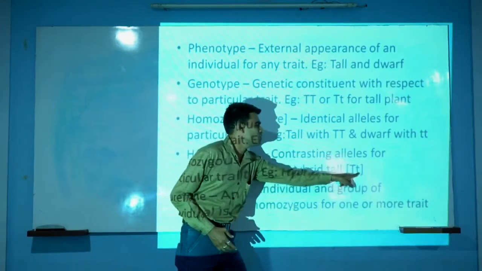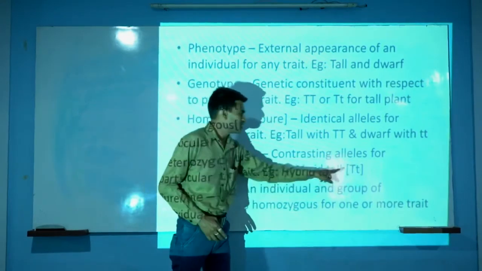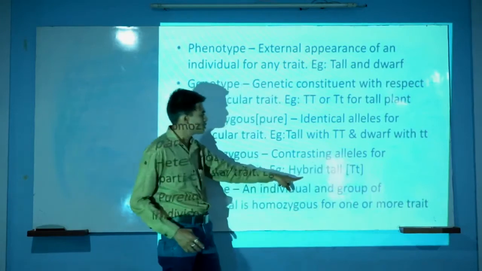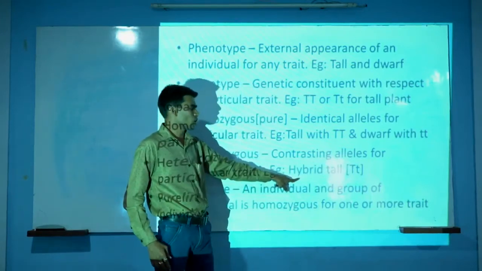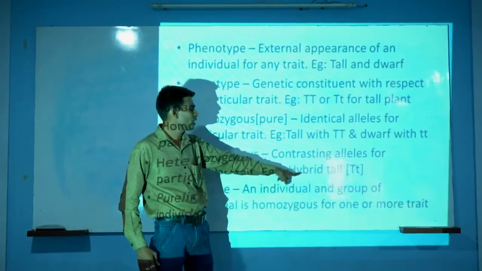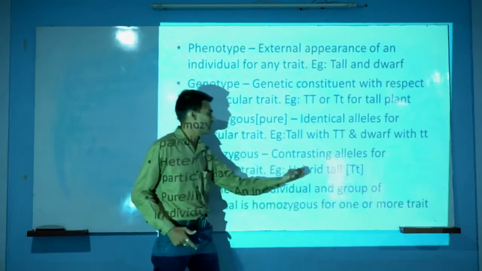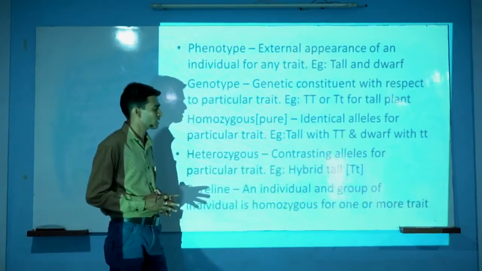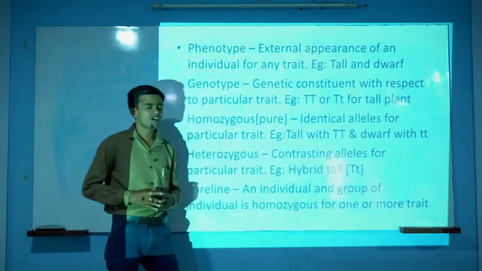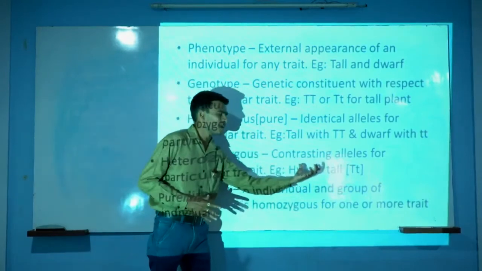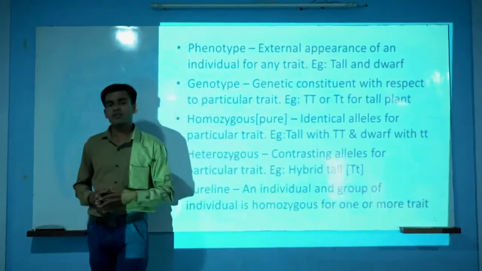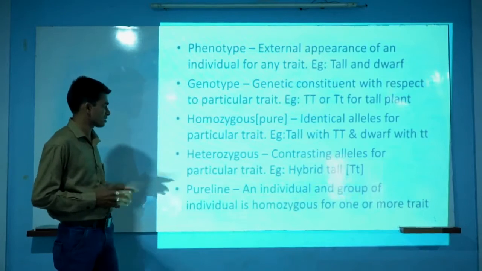So this dissimilar allele, dissimilar factor, is responsible for the expression of tallness, and hence we call it heterozygous. Hetero means dissimilar alleles are responsible for the expression of that characteristic, and we call that a hybrid. So these hybrid plants are obtained in the F1 generation, that is the first generation.